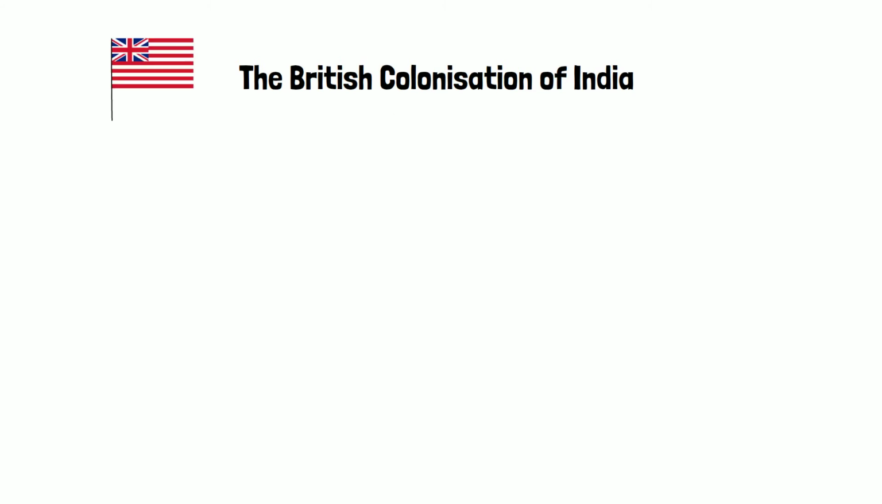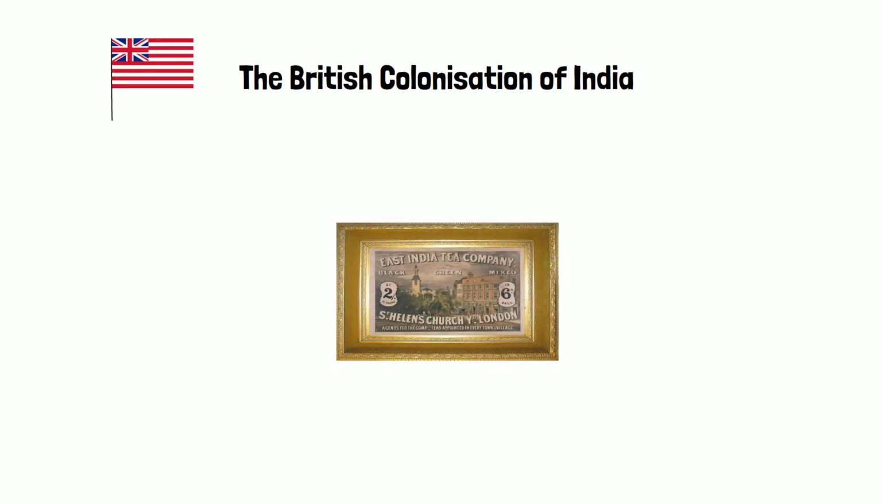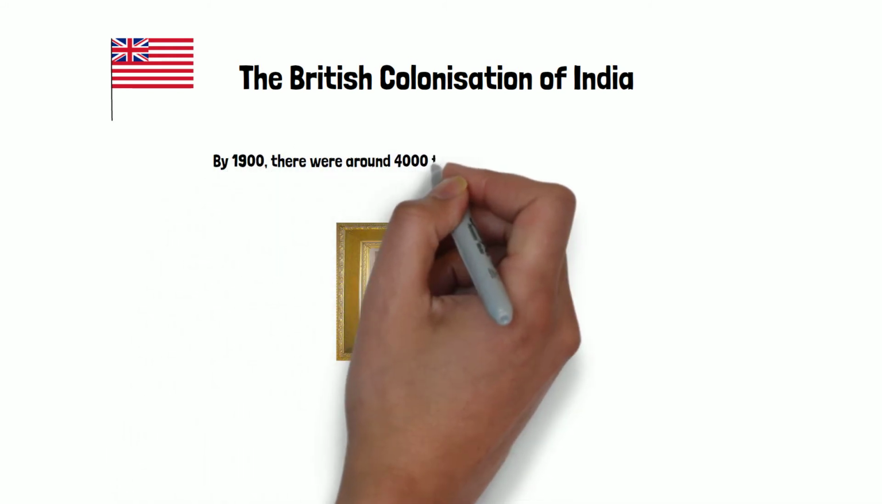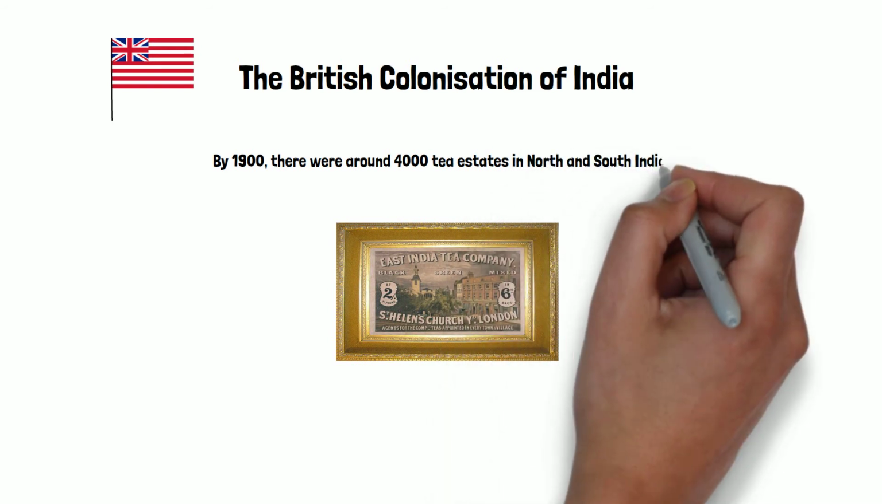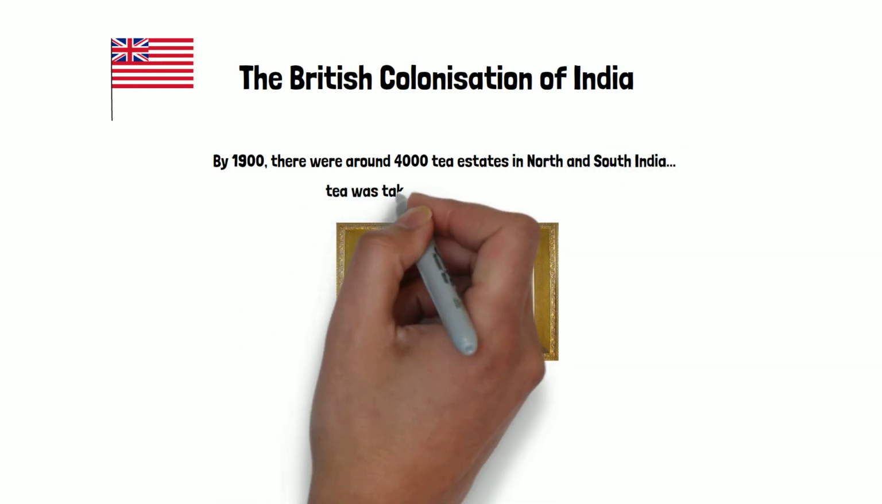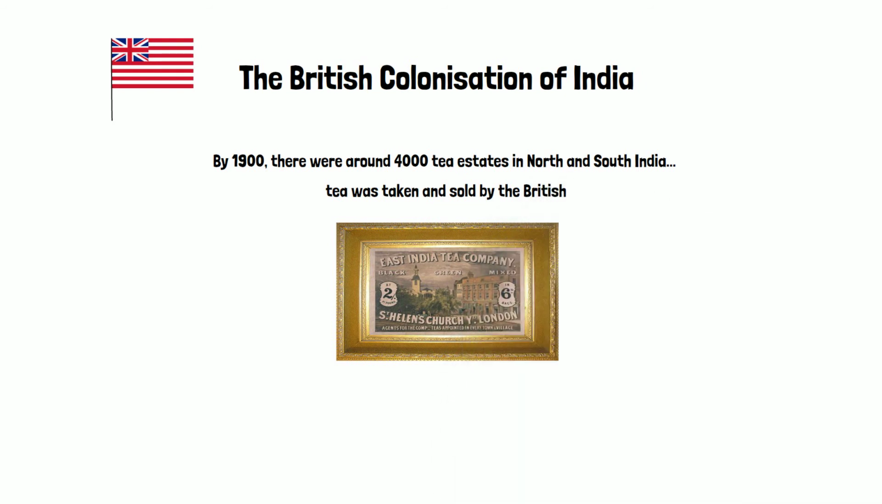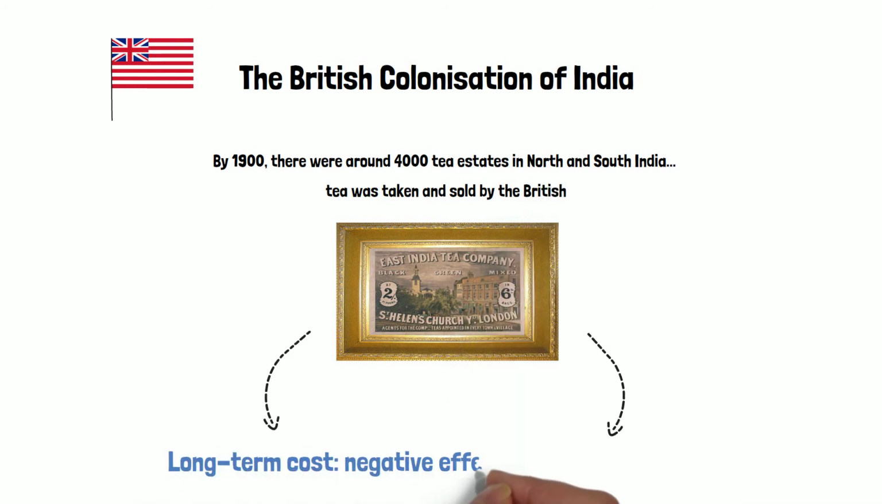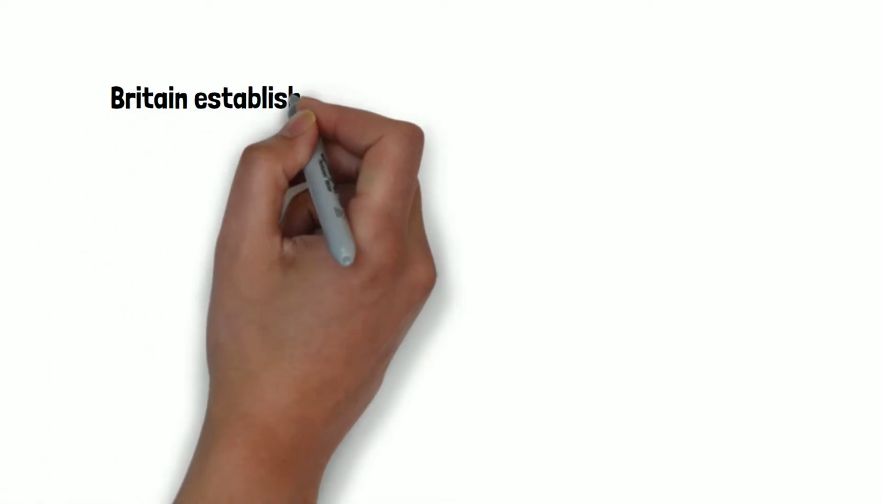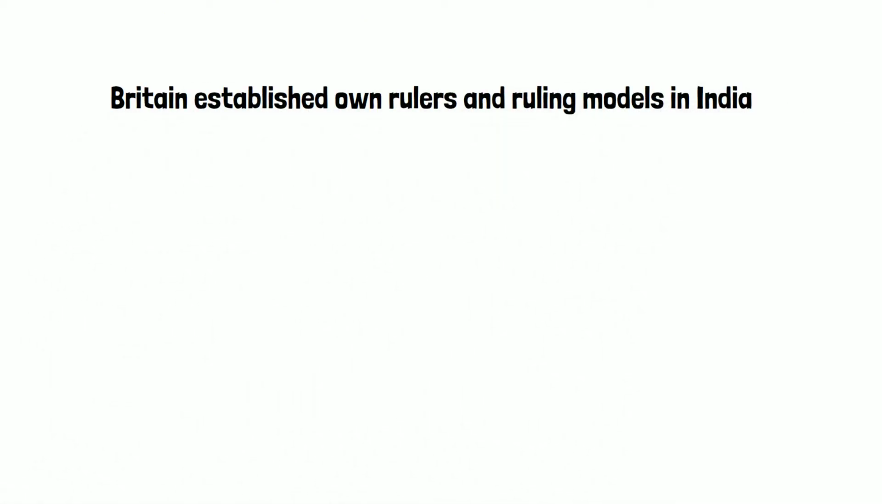The British consistently exploited resources and people of their colonies. For example, by 1900, there were around 4,000 tea estates in North and South India from which tea was taken and sold by the British. In the long term, this has had significant negative effects on India's economy, while allowing Britain to profit hugely. Britain also established their own rulers and ruling models in India, leading to significant violence and division.